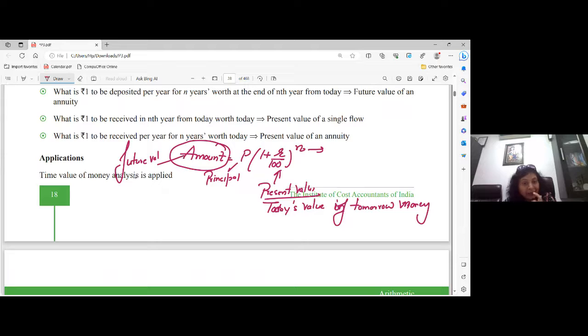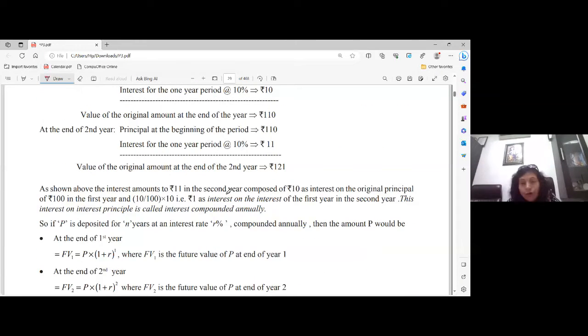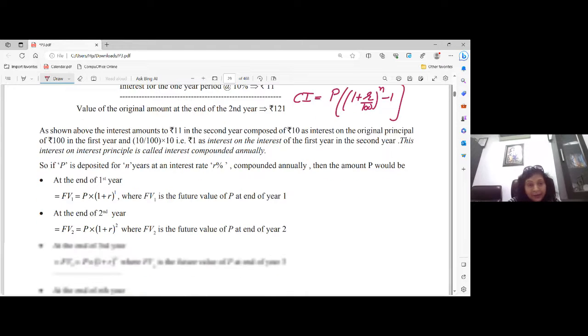And what is this amount? That is future value, tomorrow's value of today's money. Whatever money you are investing today, in future, the value of that money is called amount or future value. So the first thing is you have to find out the amount. The formula is P(1 + R/100)^N. And if you want to find out the compound interest, then P[(1 + R/100)^N - 1]. This is the formula for compound interest.